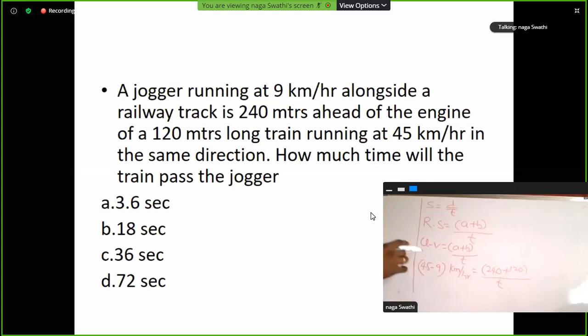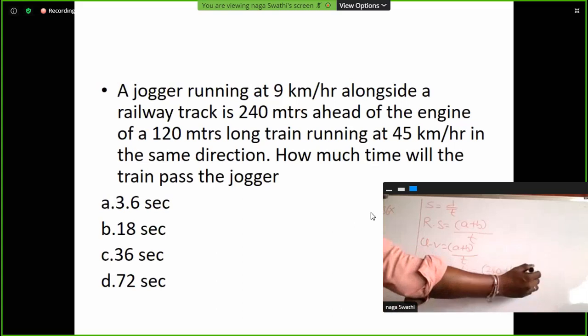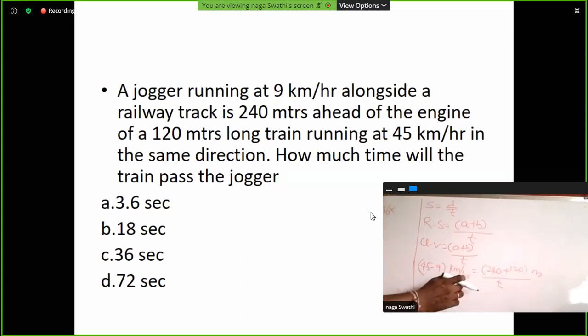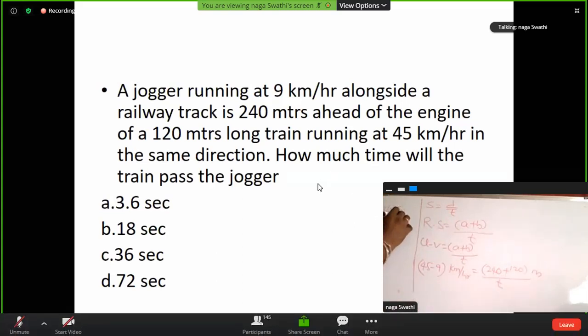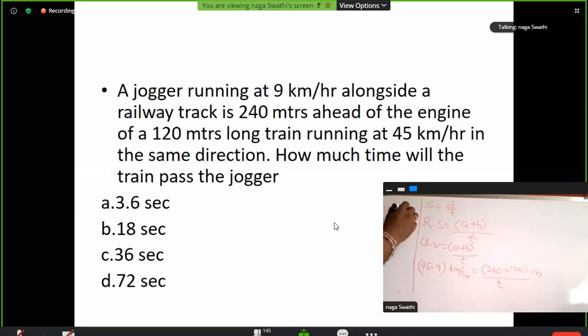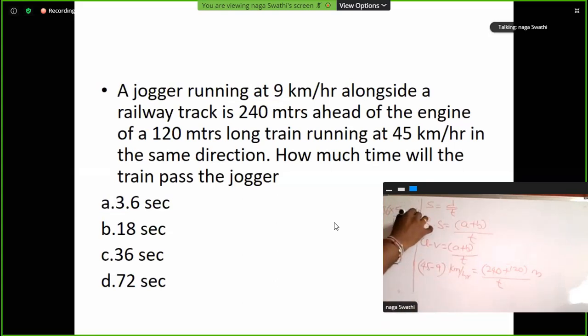Okay. 45 minus 9, 36. 36 into, convert it: here kilometers per hour, here meters. Convert kilometers per hour into meters per second, into 5 by 18, is equal to 240 plus 120, 360. 360 divided by t.